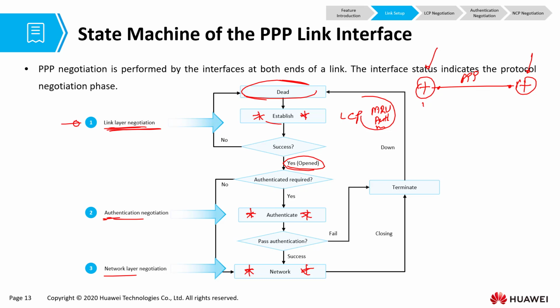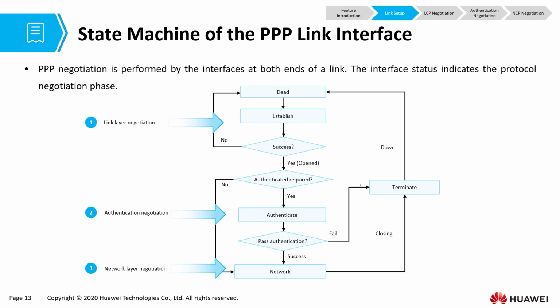So in the open state, if authentication has been configured, the devices will go to the authenticate state. If authentication has not been configured, they will go straight to the network state. So let's say in our example, authentication has been configured, the devices go to the authentication phase.